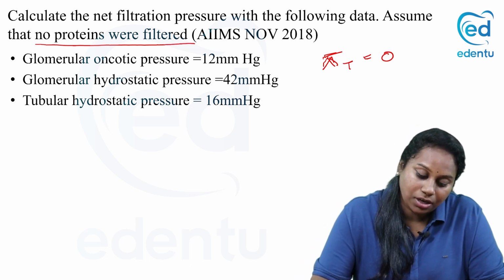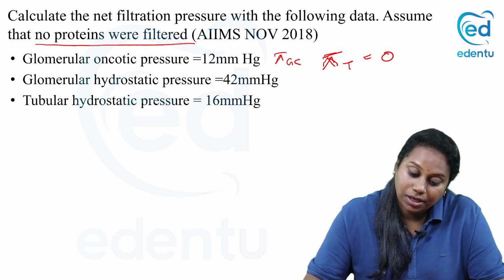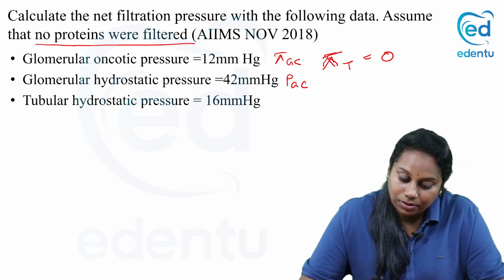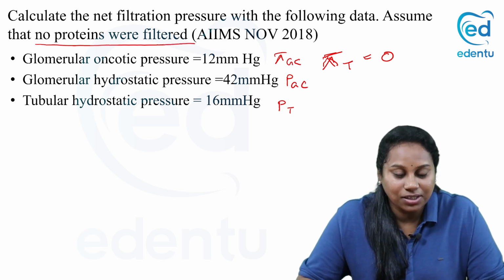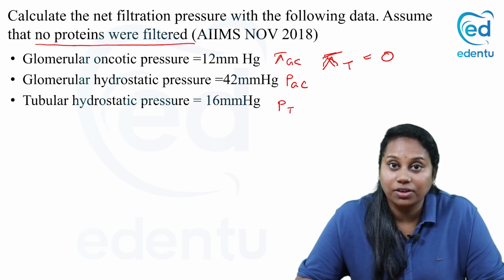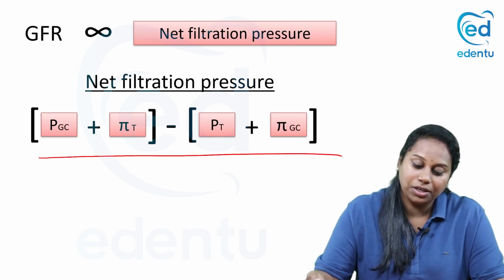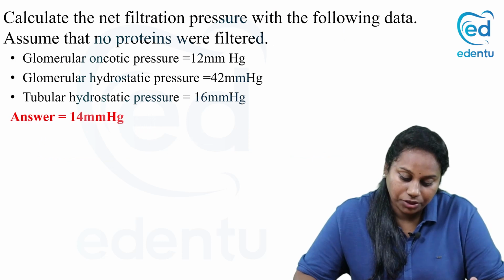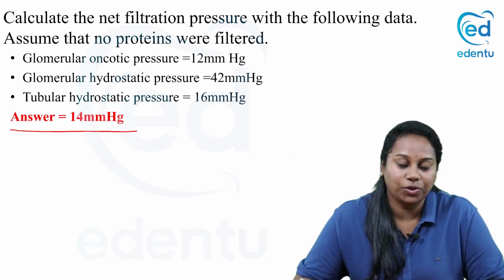The other values given are glomerular oncotic pressure, pi gc, glomerular hydrostatic pressure, Pgc, and tubular hydrostatic pressure, Pt. Now can you do this calculation? Yes, it was already asked in your Ames exam. Using this formula, net filtration pressure is favoring force minus opposing force. When you do this, you will get the answer of 14 millimeters of mercury.